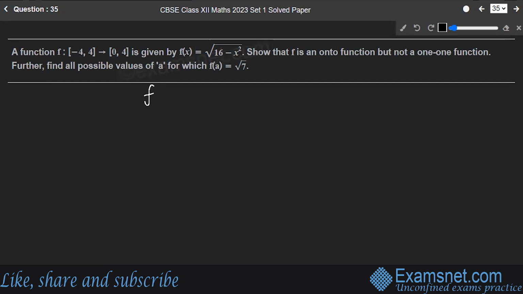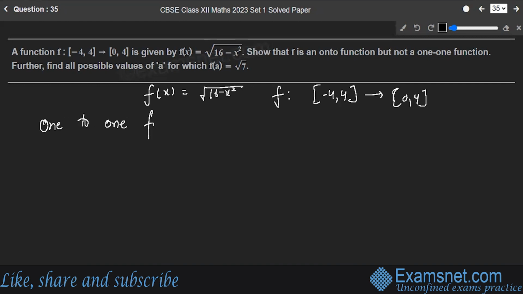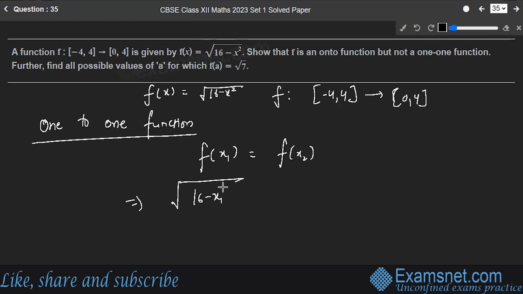So the given function is f(x) is equal to this, and f is defined from this to this. Okay, now first thing, let's go for the one-to-one function. For that, f(x1) should be equal to f(x2). That means the root of 16 minus x1 square should be equal to root of 16 minus x2 square, or 16 minus x1 square should be equal to 16 minus x2 square.